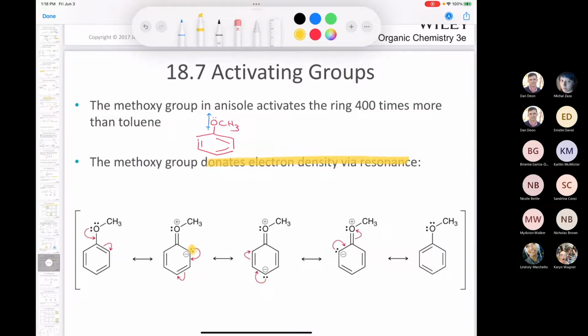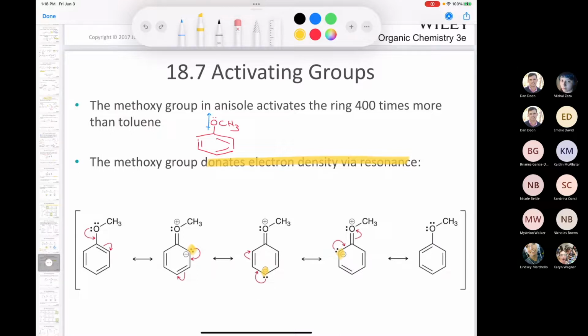That because of resonance, it dumps a lot of electron density in the ring. You could not draw a resonance contributor for toluene where you show a negative charge in the ring. I'm sorry, but you can't do that. But here you can. So what does that tell you? That tells you that this thing can donate a lot of electron density, which renders the ring more nucleophilic.